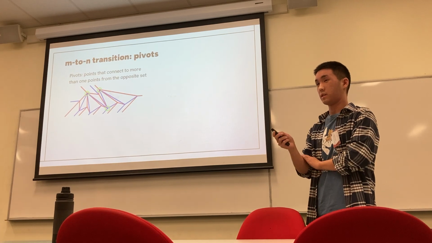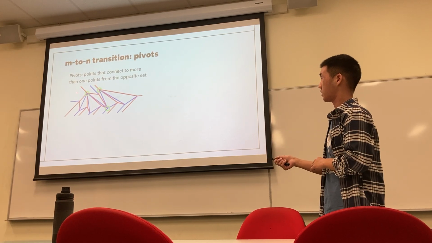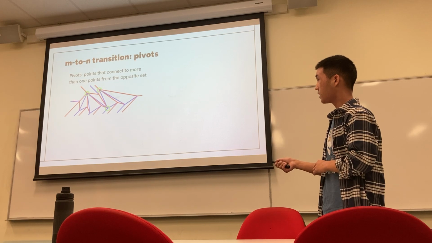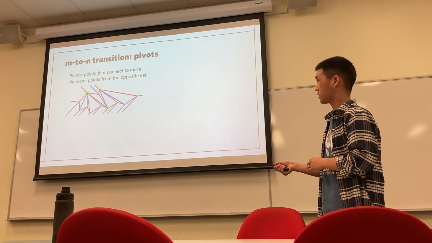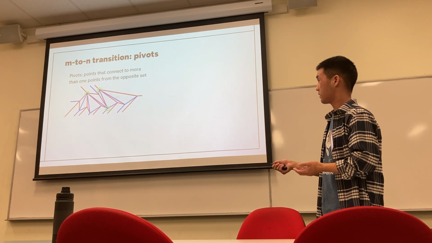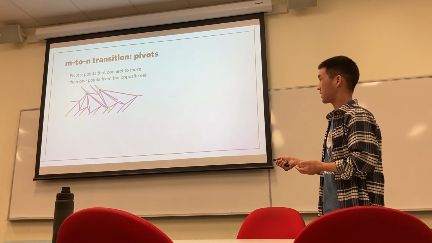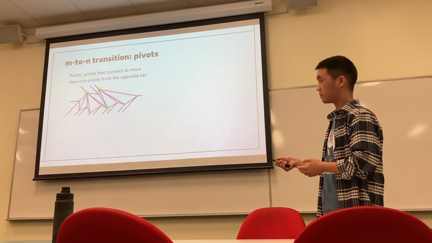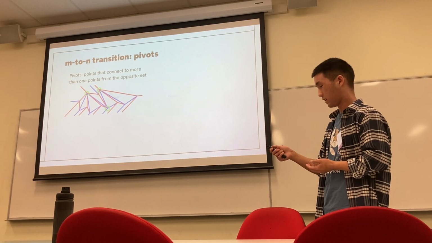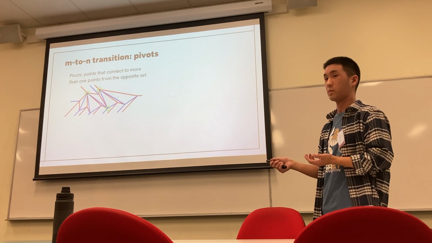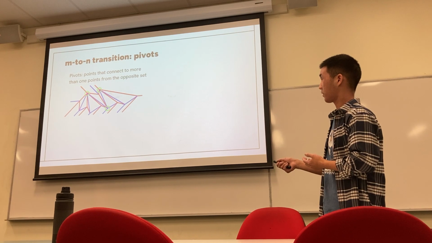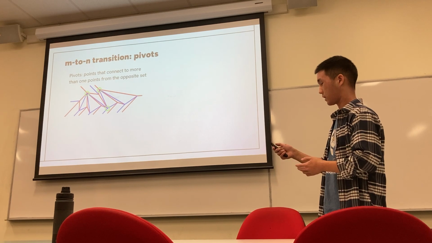So before we dive into the m to n transition, we're going to introduce a term called pivots. So what you'll notice is that for each of these creases, first of all, each of these semi-infinite creases ends at a point, and that point connects to at least one point from the other side. So this one connects to this one, this one connects to a few, and so on. So we're going to define a pivot to be a point that connects to more than one point from the other side. So they're circled in green. This one is connected to all these ones. This one's connected to these 3, and so on and so on.